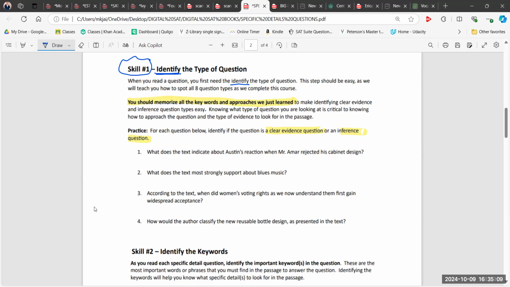Can I answer? Yes, please. Omar. What does the text indicate about Austin's reaction when Mr. Ammar rejected his cabinet design? Okay, yes. So indication: clear evidence. That's simply literal comprehension. Okay, what about number 2? What does the text most strongly support about blues music? It's inference. Yes, so you've got to be careful.